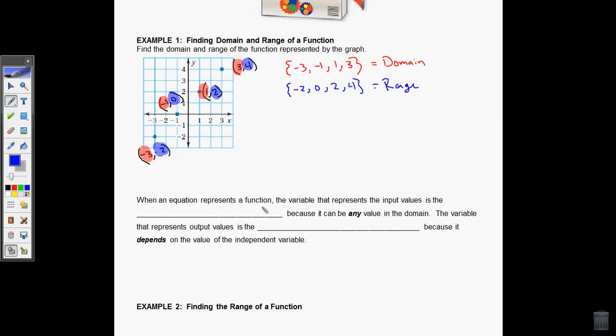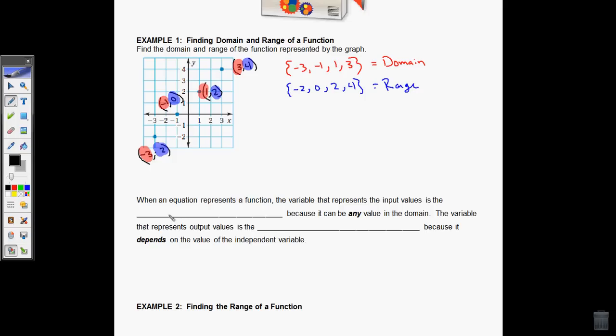When an equation represents a function, the variable that represents the input values is the... How many of you are raising the volume right now, trying to see if I cut out? It's hilarious.